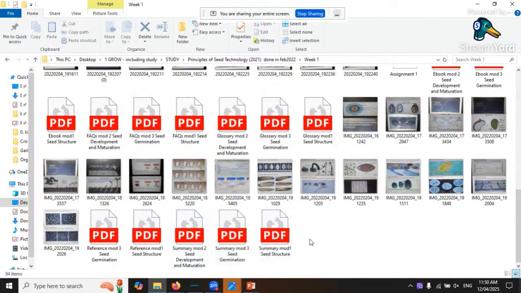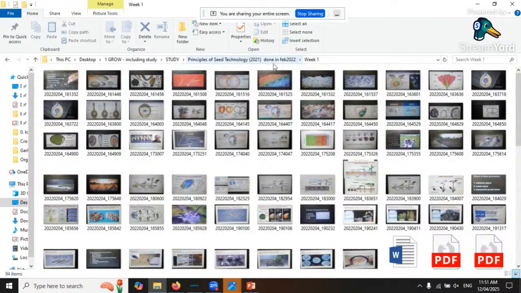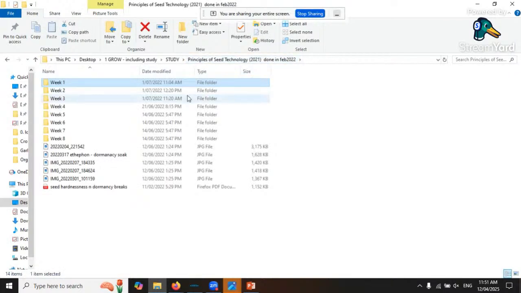Development and maturation of seed. Look at all these PDFs I've got. Maybe I've got some extra stuff I've looked up and added to this. That might make it good. I'll go through all the PDFs too. Ebooks on seed development, seed germination. Yeah, nice. That's week 1, just week 1.